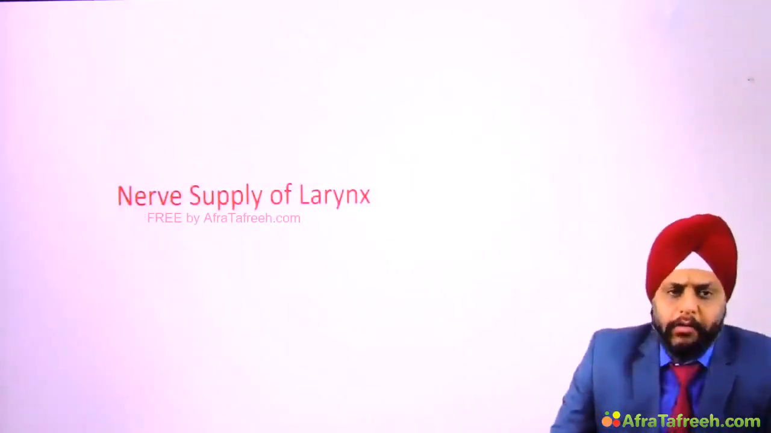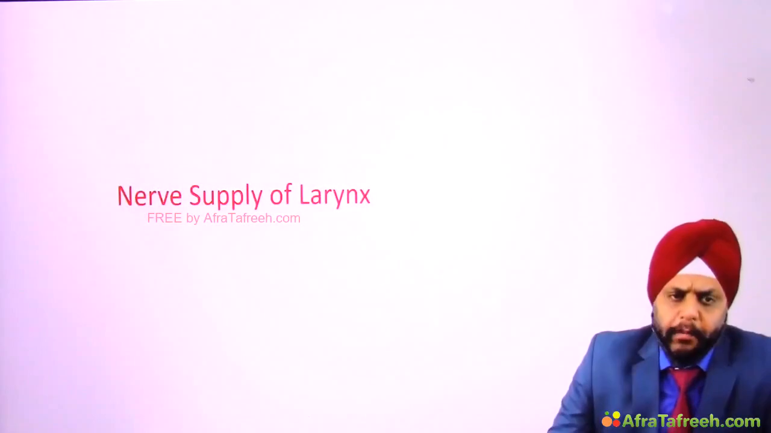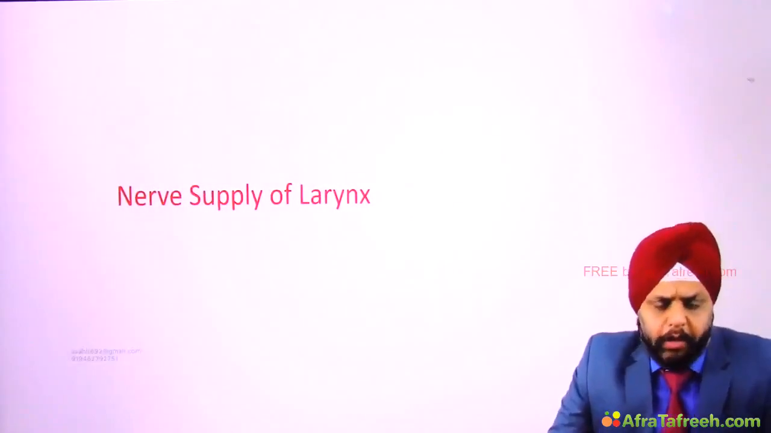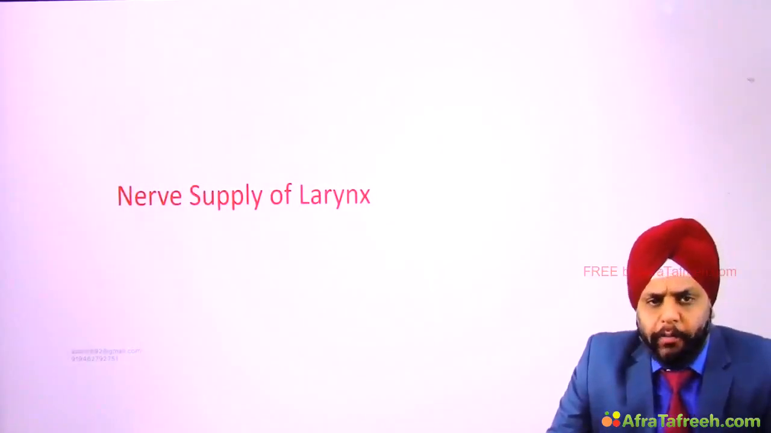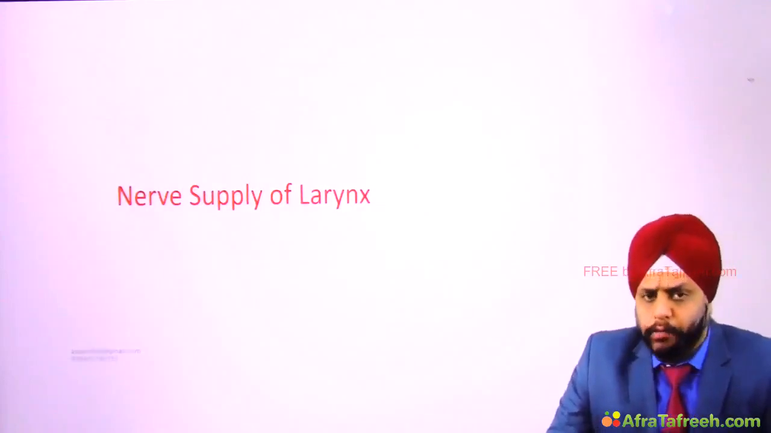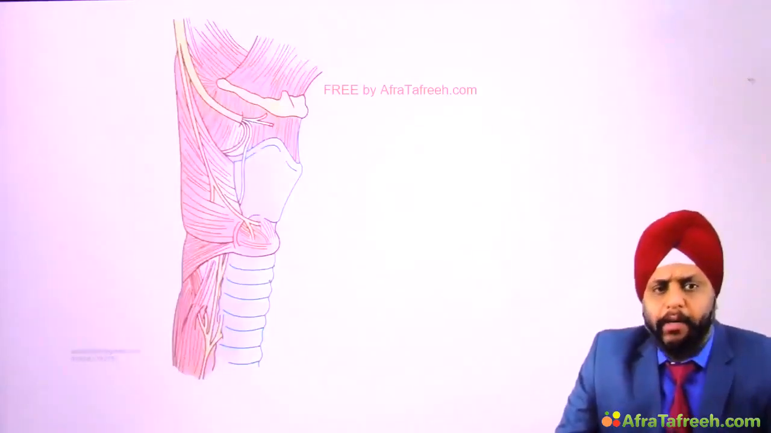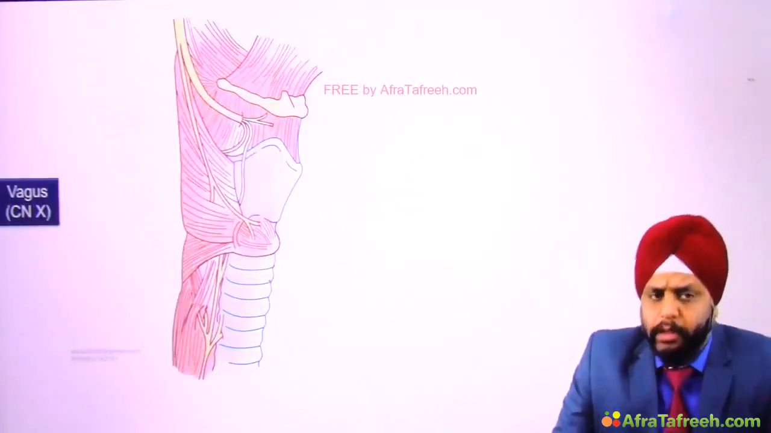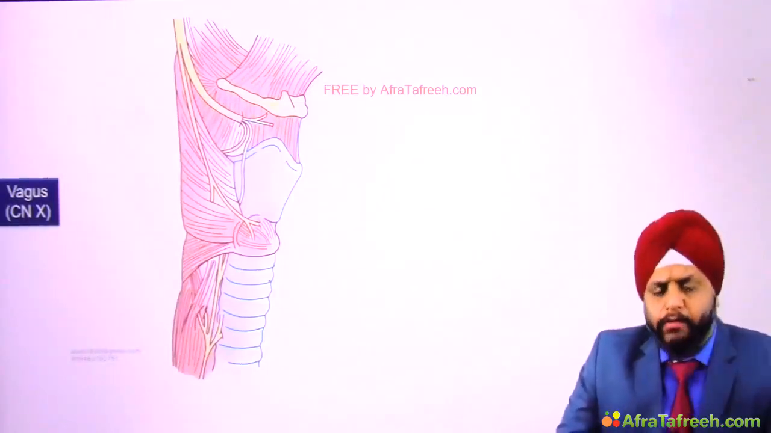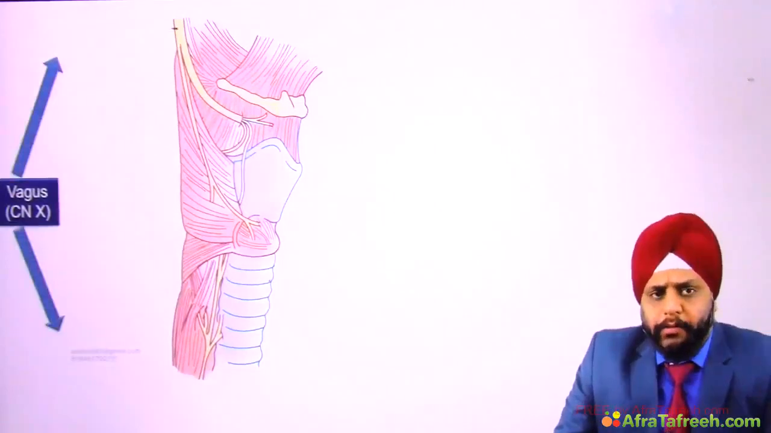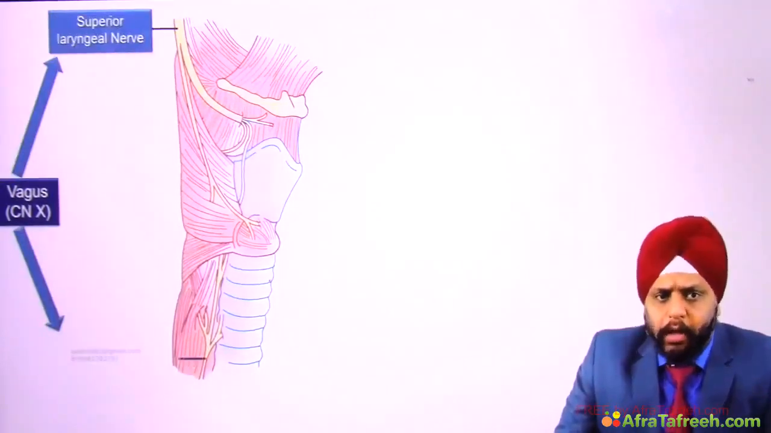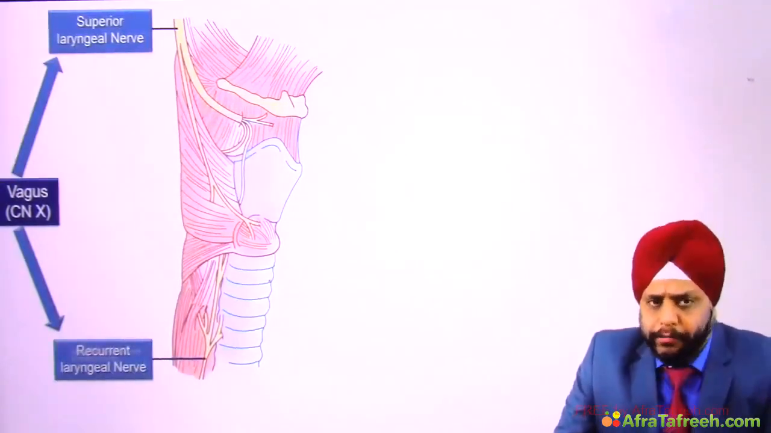Okay, so let us study the nerve supply of the larynx. It is a very easy topic. In fact, we have already studied this topic when we studied the embryology of the larynx. So we know that the larynx as a whole is supplied by the vagus, the 10th cranial nerve. Now this vagus has two terminal branches, the superior laryngeal nerve and the recurrent laryngeal nerve.